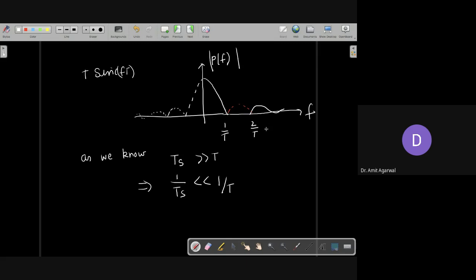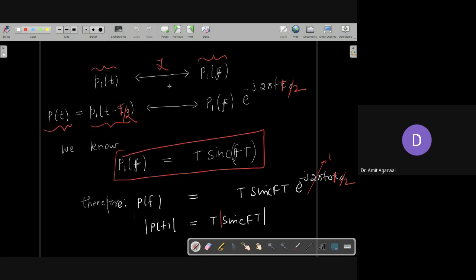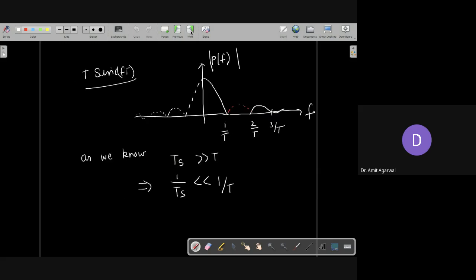तो देखो ये क्लियर है. And the zeros are at 1 by T, 2 by T, 3 by T. This is the property of the sinc signal, right? Sinc(fT). So I have written sinc(fT). So this is the magnitude of the spectra of your pulse which you are using.